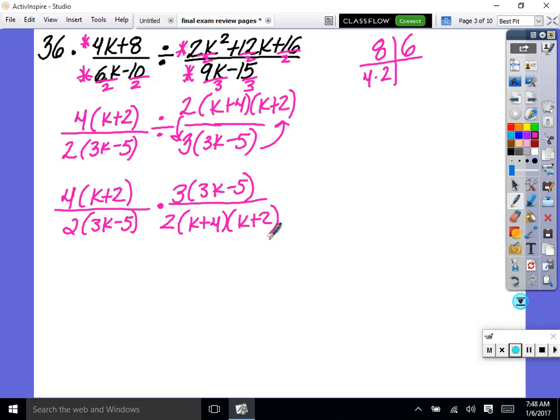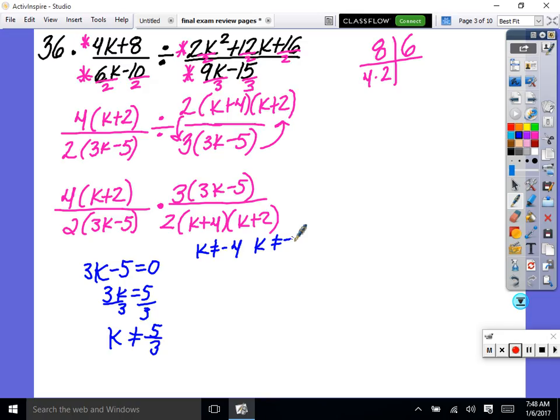And now we're going to restrict the values if it asks us to, and I think it does. So 2 doesn't have a restriction. Here we would set it equal to 0 and solve for k. So you'd say 3k minus 5 equals 0. You'd add 5, 3k equals 5, divide by 3. So we know that k cannot equal 5/3. For this piece, k cannot equal -4 and k cannot equal -2.